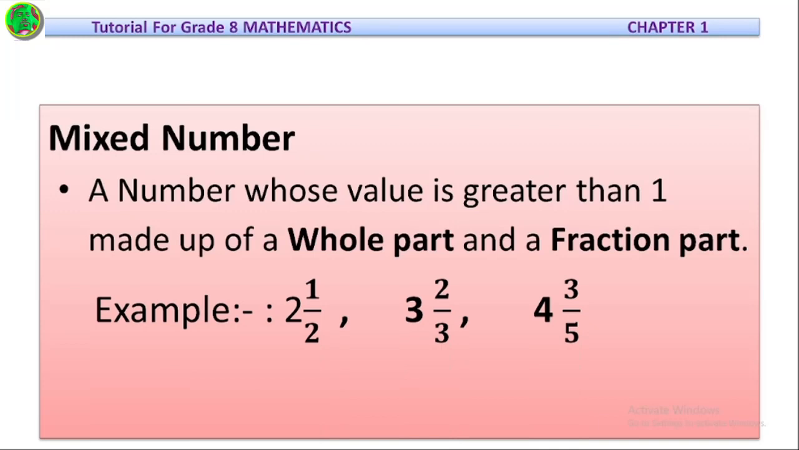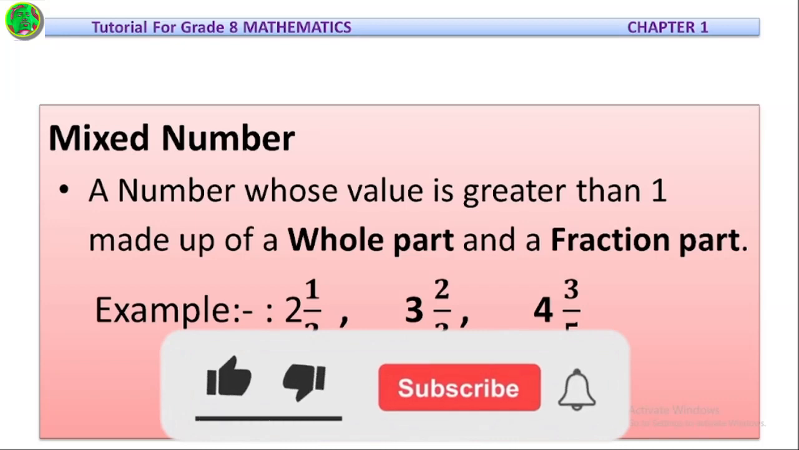ኤግዛምፕል 2.5 this means 2.5 means an example of mixed number. 3 and 2/3 is an example of mixed number. So the reason why we take this as an example of mixed number, this number is found by joining whole part and fractional part, which is different from the other fractions.